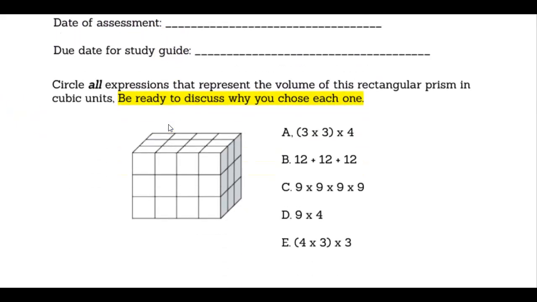When we take a look at the first question, it's really important. What I've noticed is if you try to jump right to the question without reading the front matter, you're really going to get yourself confused. Where it says circle all expressions that represent the volume of this rectangular prism in cubic units, what that means is that there will be more than one answer. That's what they're saying to you. Anytime you see circle all or choose all of something, there's more than one right answer. Okay? And then be ready to discuss why you chose each one.